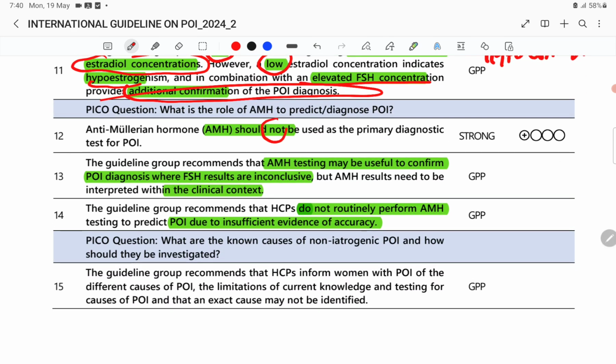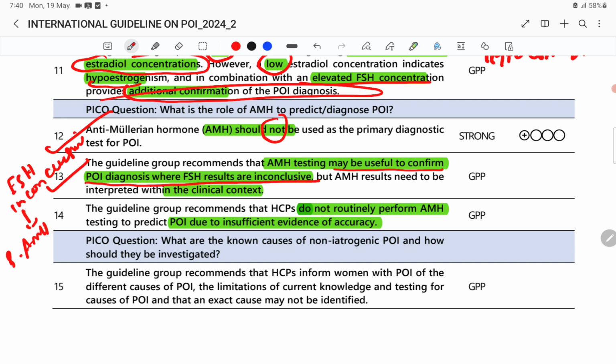What is the role of AMH in predicting diagnosis? Anti-Mullerian hormone should not be used; very important, not to be used for primary diagnostic testing for POI. The guideline recommends AMH testing may be useful to confirm POI diagnosis if the FSH result is inconclusive. If FSH is inconclusive, then you can go for a serum AMH level; in that case only it has clinical context. The guideline recommends not routinely performing AMH due to insufficient evidence of accuracy.